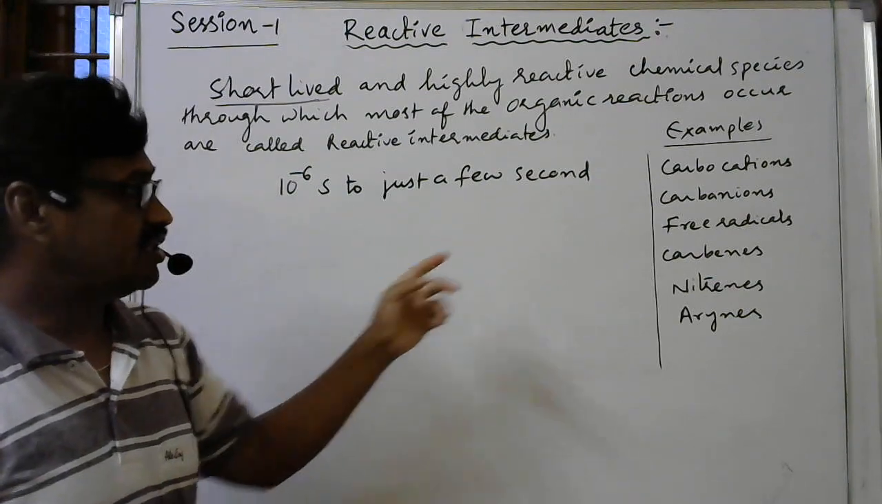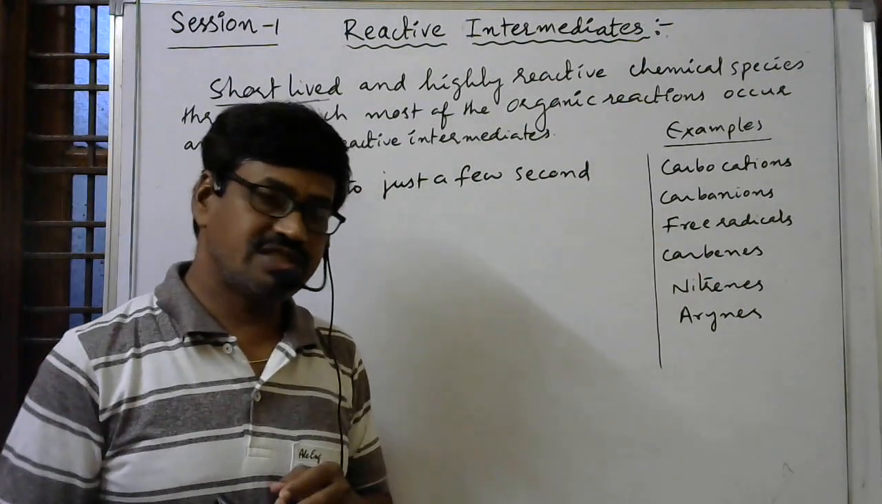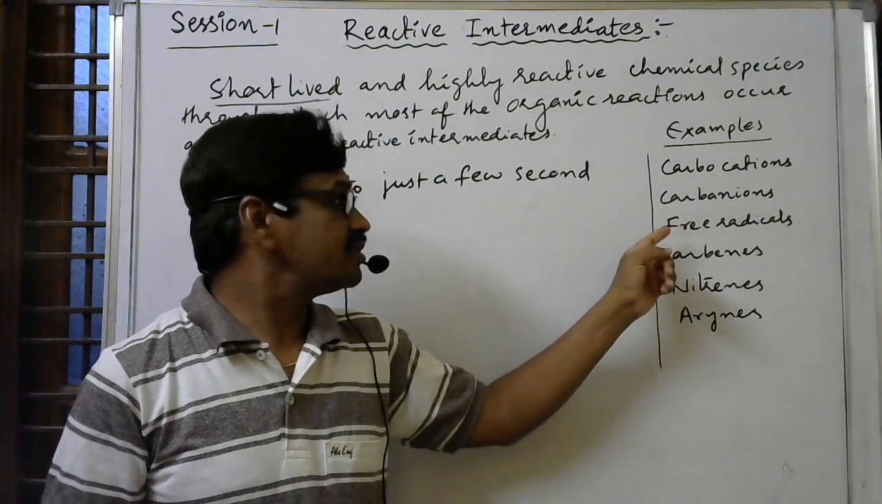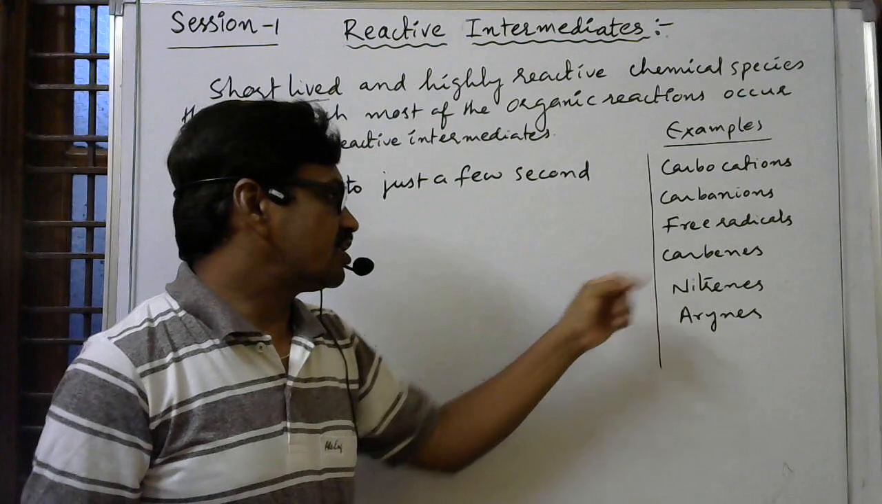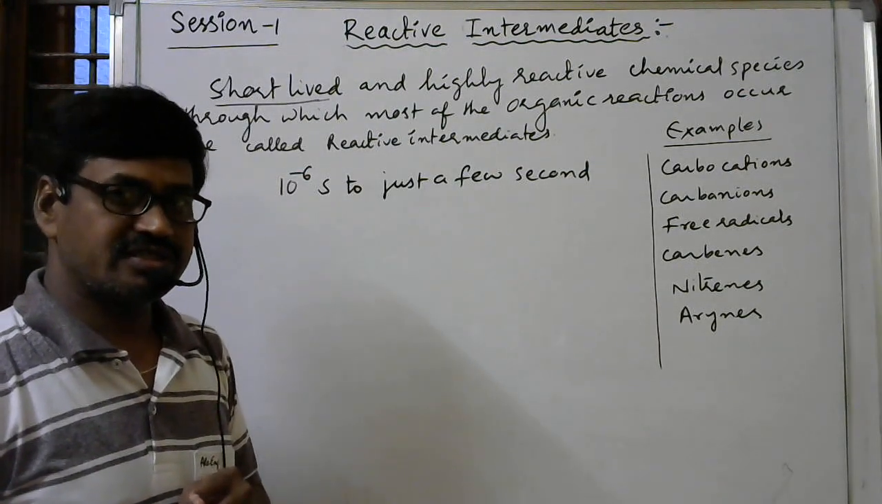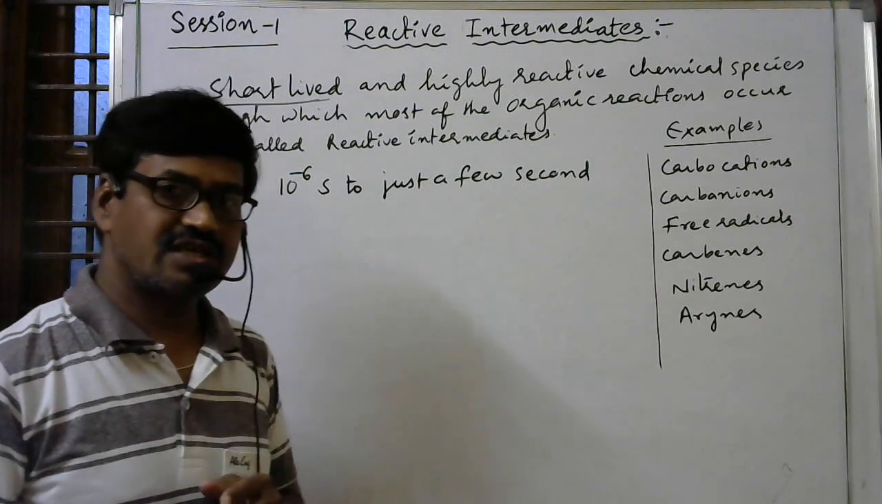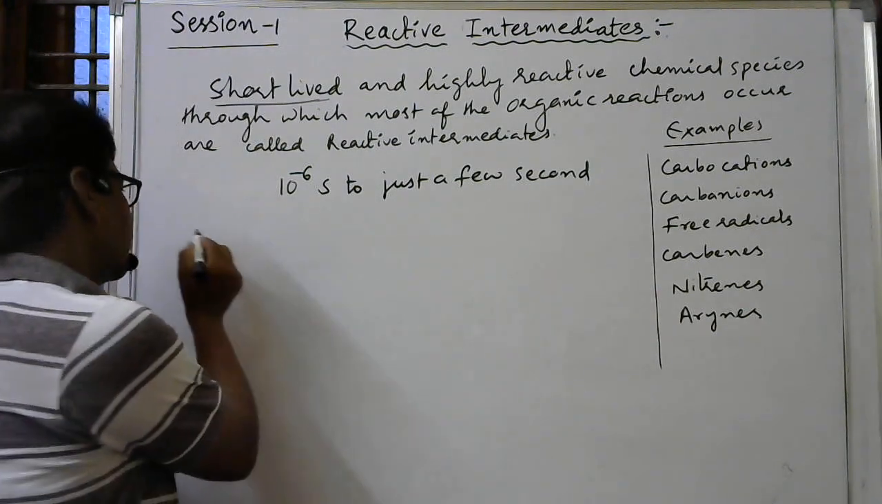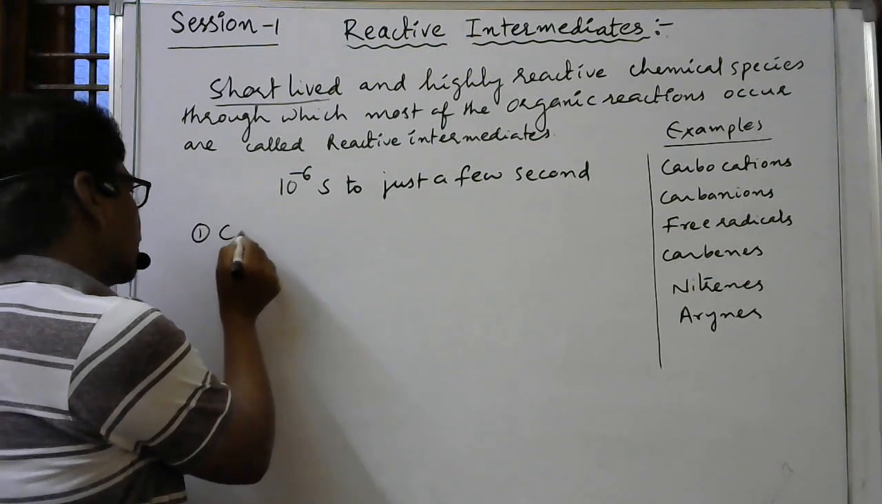Here we have different examples of reactive intermediates: carbocations, carbanions, free radicals, then carbenes, then nitrenes, then arynes, otherwise benzynes. All these we'll discuss one by one in different sessions. Here first I will discuss carbocations.